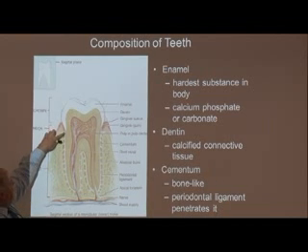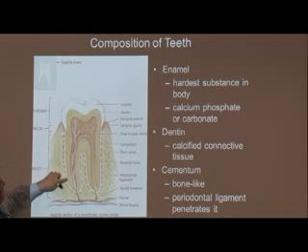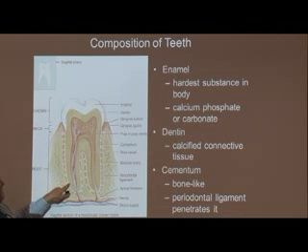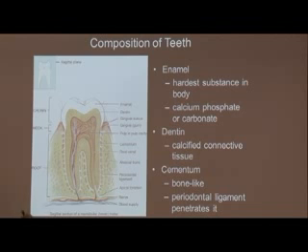And then what covers the surface in the root is cementum. So this is cementum. And cementum allows periodontal ligaments to connect to it from the periosteum of the bone. And that's what keeps your teeth in place. So if you ever had to have a tooth pulled, you can actually hear the periodontal ligaments break or pop when they're pulling the tooth out. You can actually hear the little popping of the periodontal ligaments.